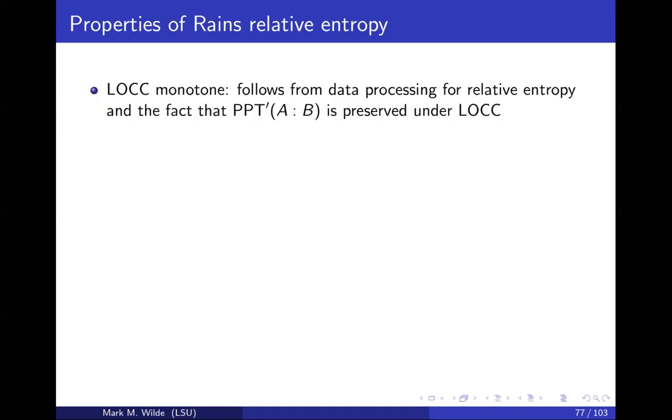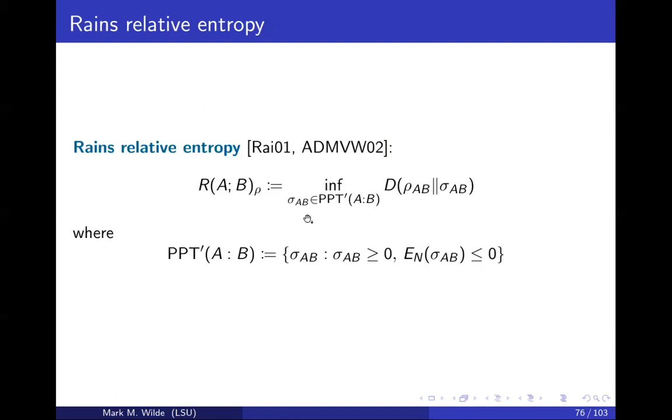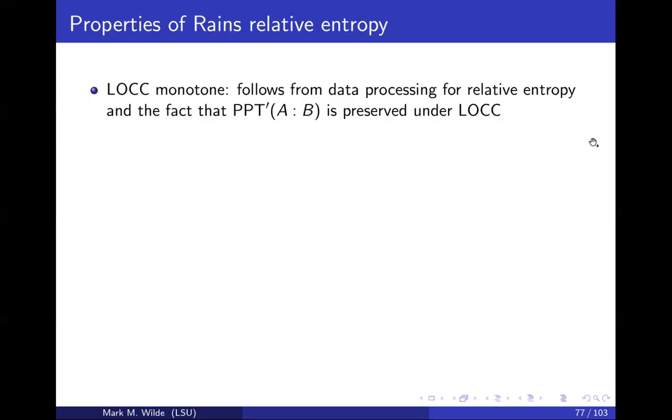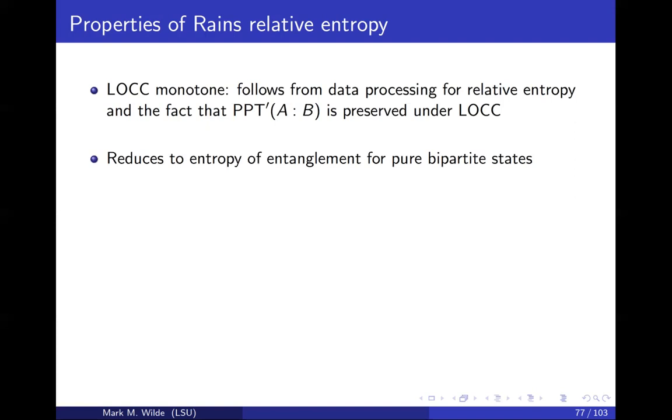Okay, so it is an LOCC monotone. That follows because the set of separable states is contained in the set of PPT states, and PPT is contained in PPT prime. So then you can use that fact to conclude the LOCC monotonicity. As far as I'm aware, it's an open question to prove that it's a strong LOCC monotone. I don't know if anyone's proven that. It does not appear to be simple. It does reduce to the entropy of entanglement for pure states.